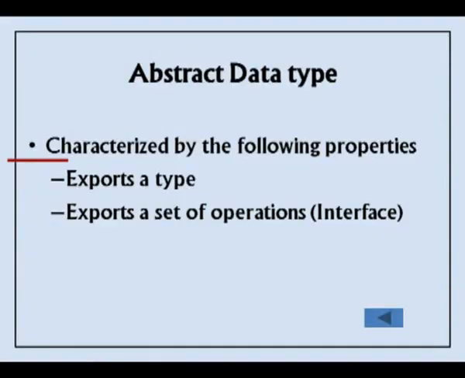Next, we have something called abstract data type. As I said before, a class is an implementation of an ADT. So, here we are going to see in detail what that abstract data type is. It is characterized by two properties. One is a type, it exports a type. And it exports a set of operations or interactions or methods or functions or whatever name you can give. It all means something that is done, some work or some task that is done.